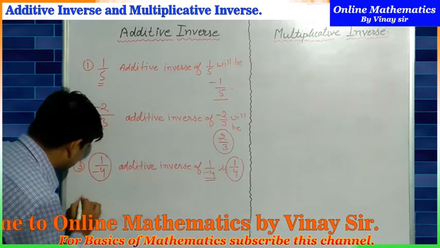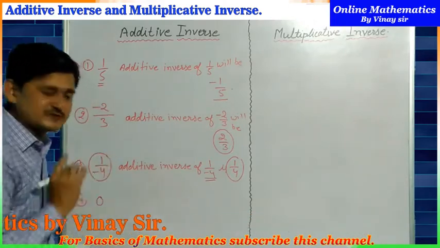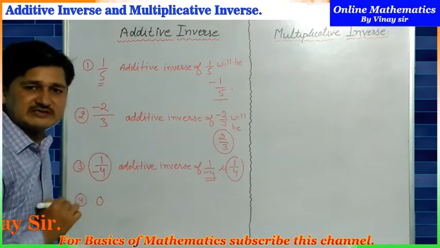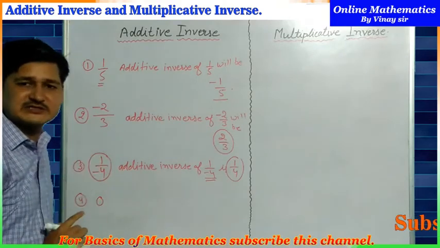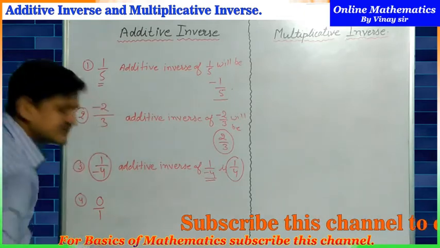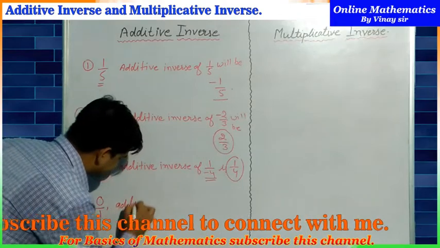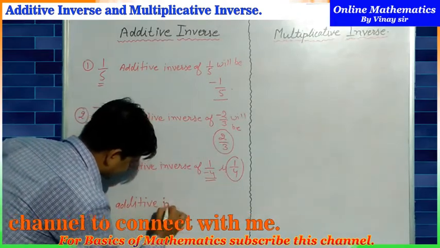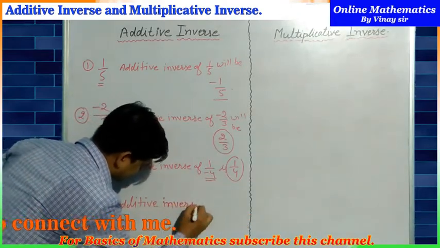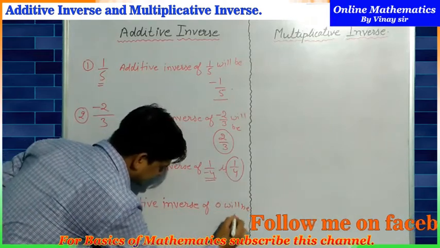If we find the additive inverse of 0, we know that 0 is a number that is neither positive nor negative. And 0 is also considered a rational number. So the additive inverse of 0 will be 0.